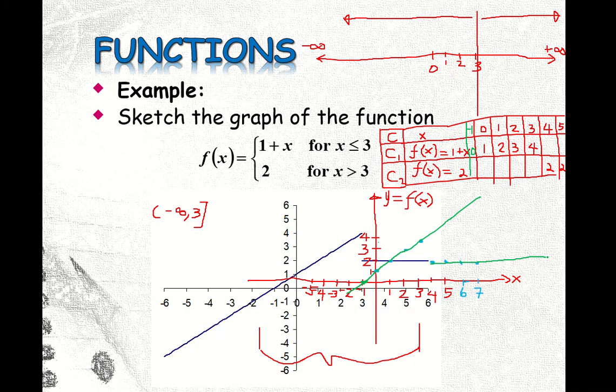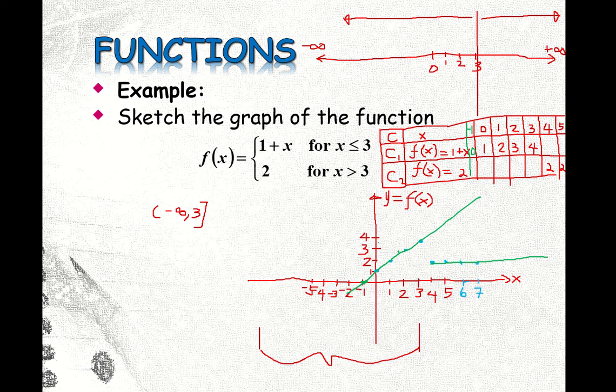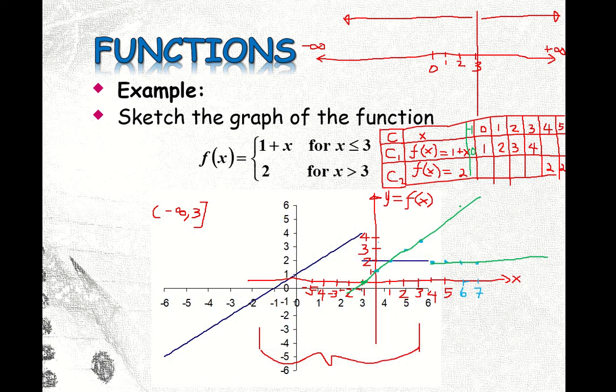So this is the original graph. This is what we have done. If you look at this, this is the graph. I hope you understand this one. I started with 0 here, or negative 1, but you can start with negative 5 as long as this is on the left of 3.